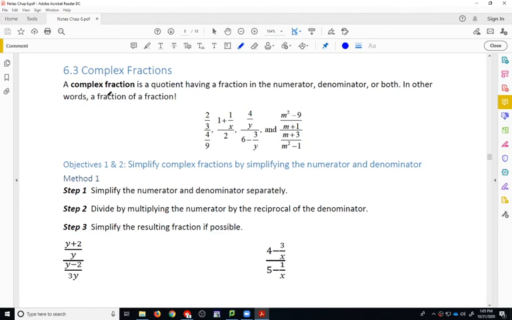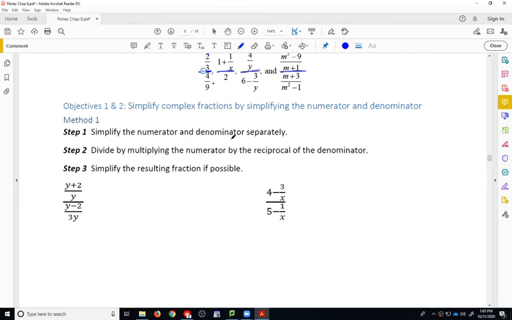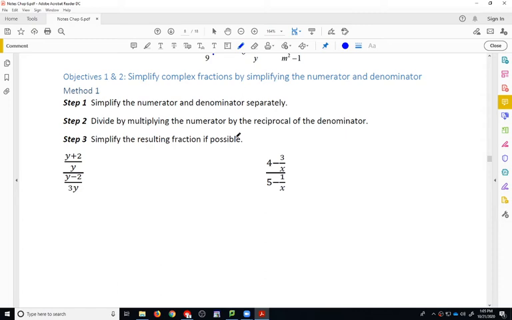Now, complex fractions is anything that you have a quotient with a fraction in the numerator, denominator, or both. So in other words, this is showing that we have a quotient, so it's a division, like all of these are giant division questions. But you'll notice this one has a fraction in the numerator and the denominator. This one only has a fraction in the numerator, and so on and so forth. So what we're going to do is objectives 1 and 2 with one method, and then I'm going to do objectives 1 and 2 with the other method.